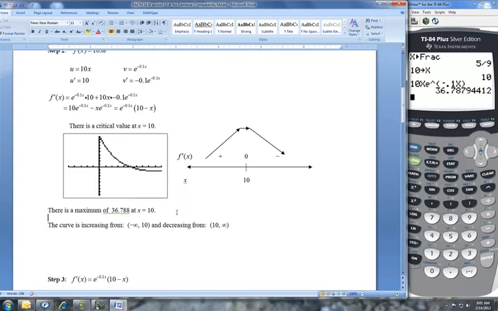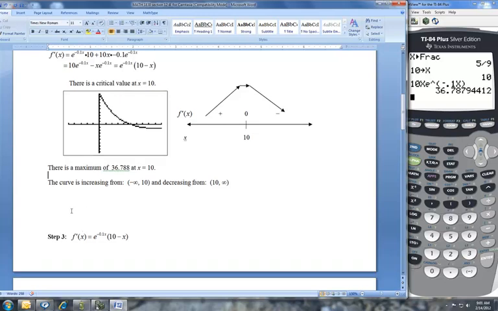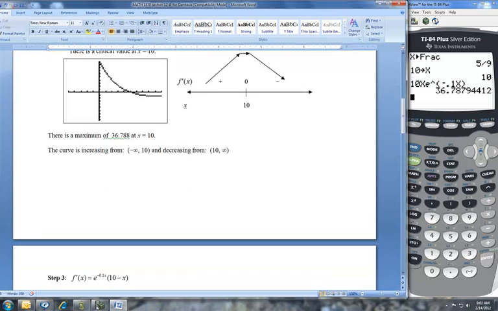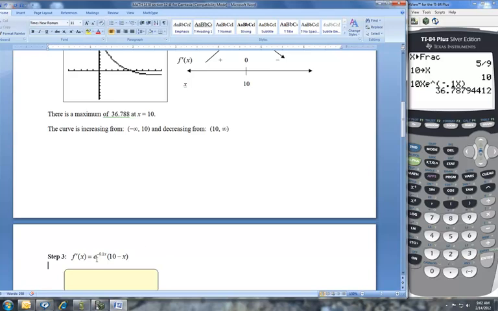Now let's go get the third step here. There we are. So here's my first derivative. I'm going to leave it in this form because it's going to be a whole lot easier to get my second derivative. So this one's u, this is v.